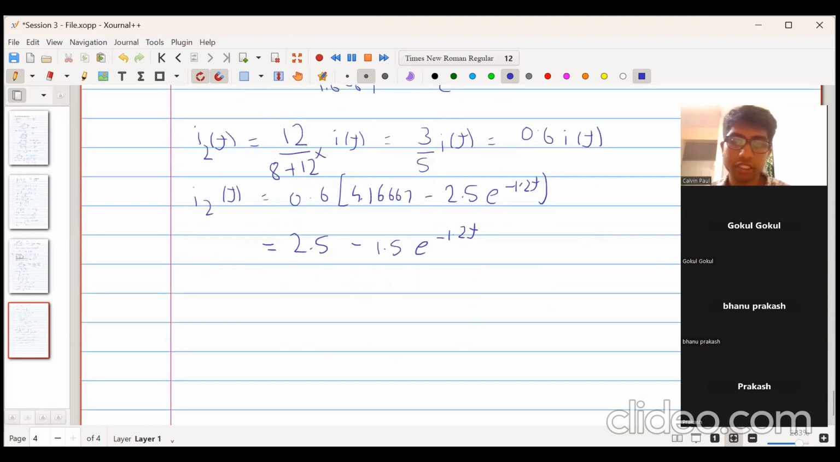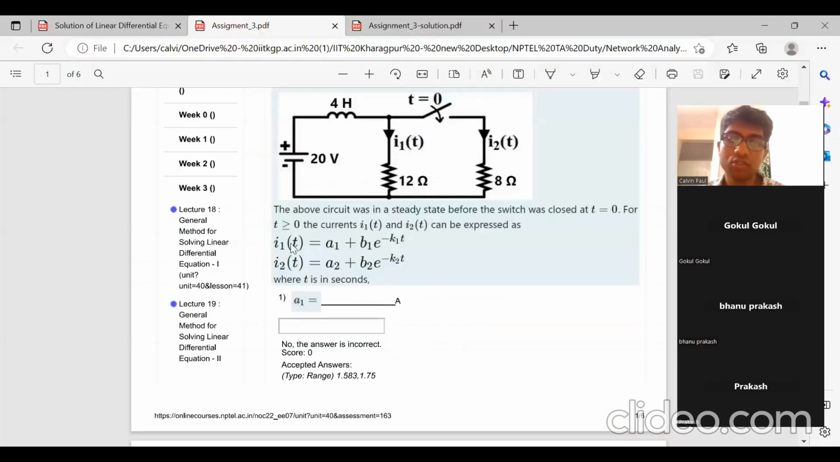So now we will go back to the question. They have told us to determine the constants A1, B1 as well as K1, and again the constants A2, B2 and K2.